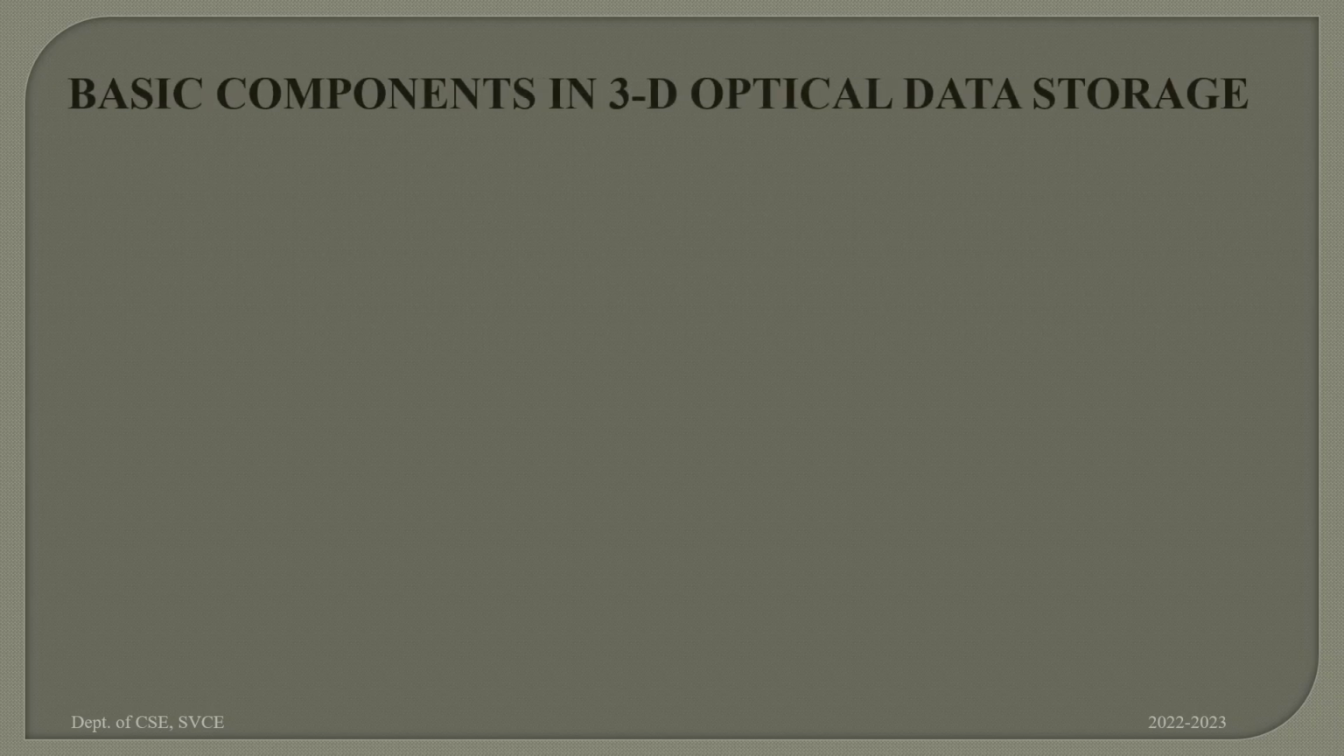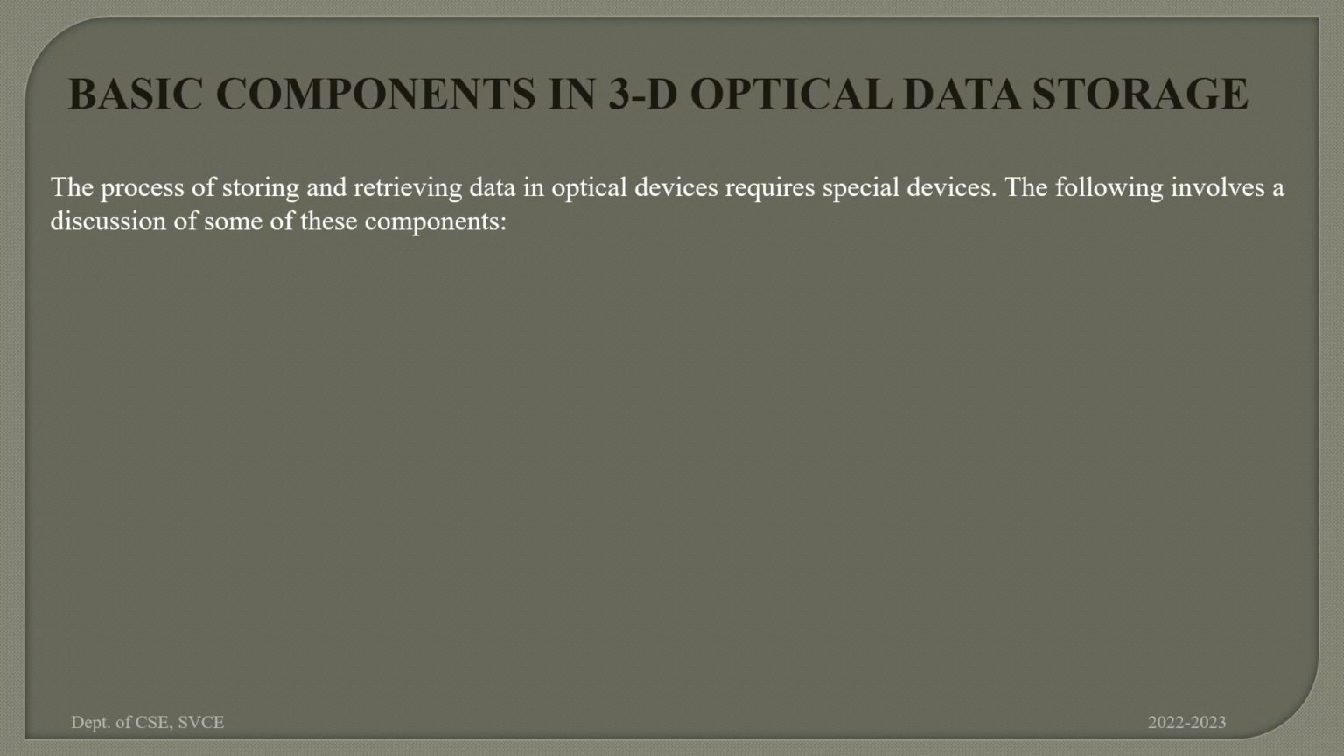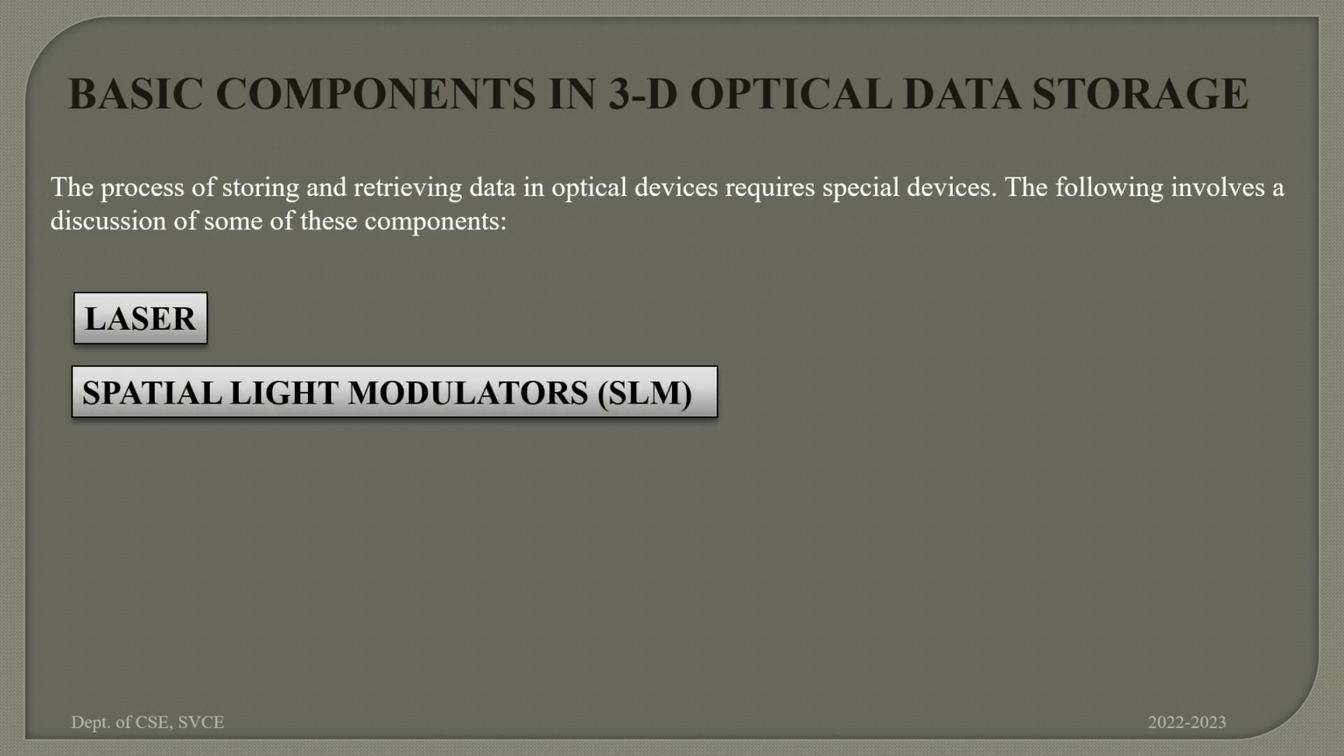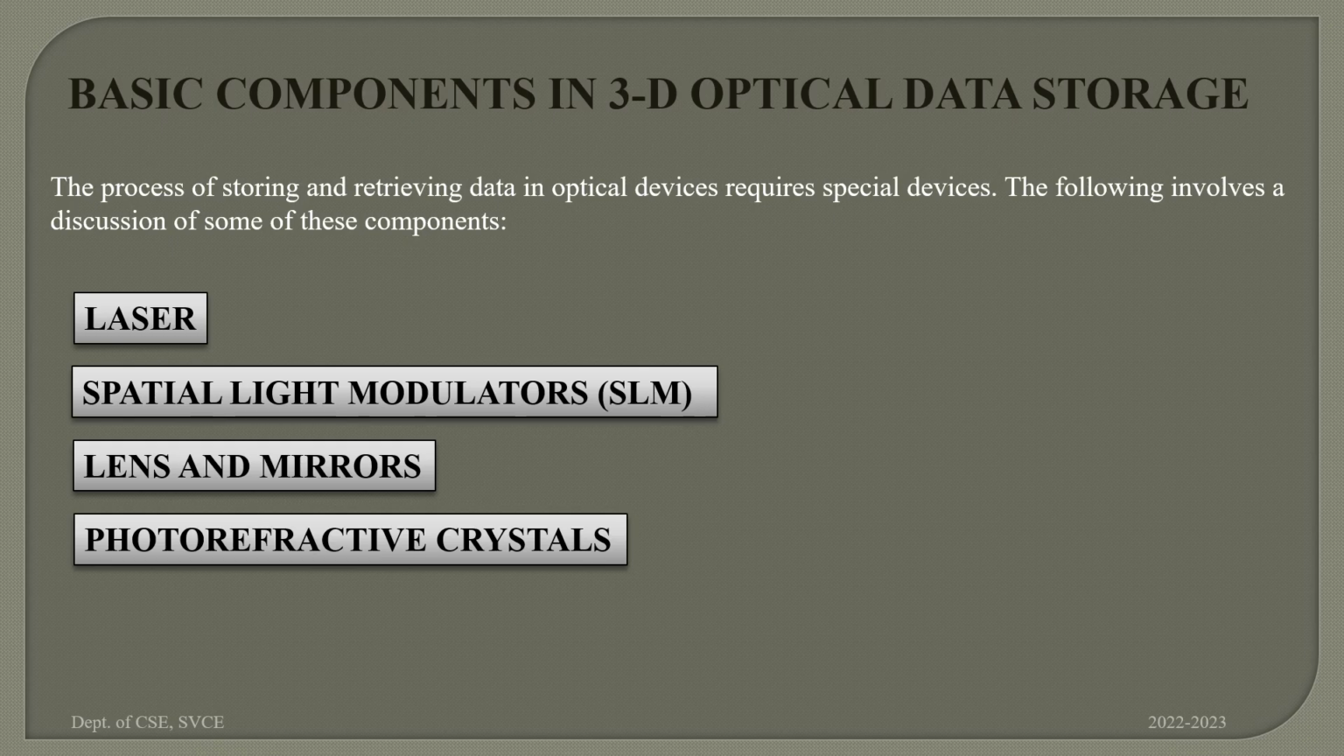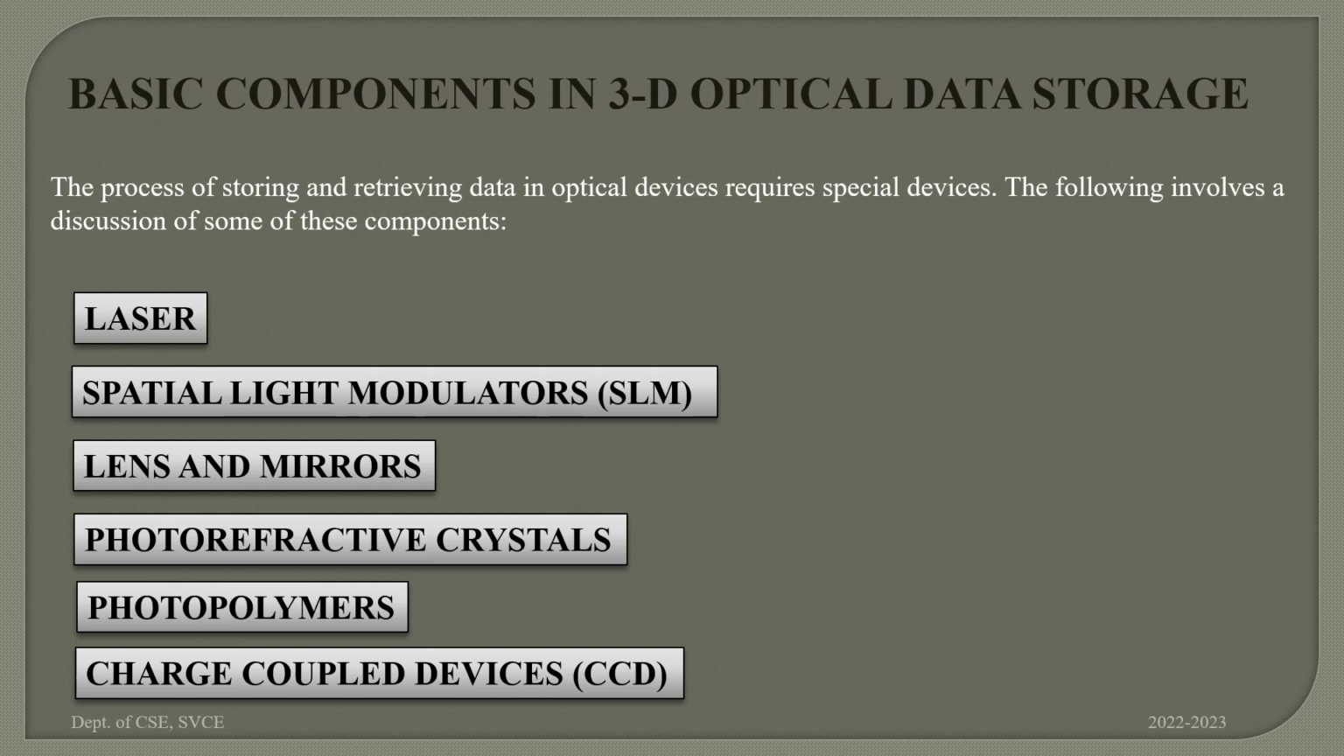In this slide, we will see basic components in 3D optical data storage. The process of storing and retrieving data in optical devices requires special devices. The following involves a discussion of some of these components. Firstly, laser, spatial light modulators, we can call it SLM, lens and mirrors, photorefractive crystals, photopolymers, and then charge coupled device, we can call it CCD.